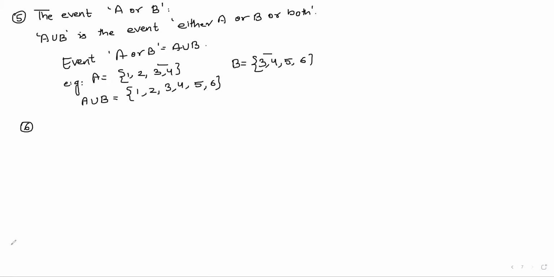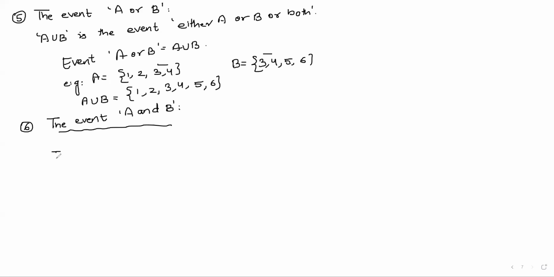Done. Okay, then we will do next. Next is the event A and B. The event A and B. Okay, so A and B is given by A intersection B.